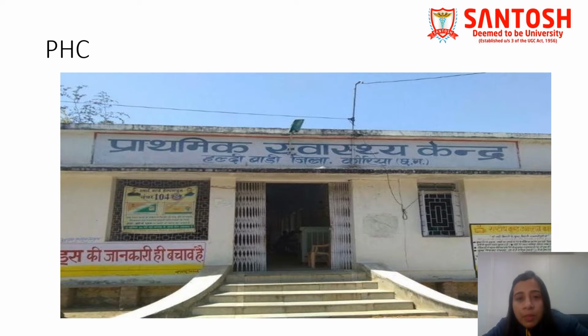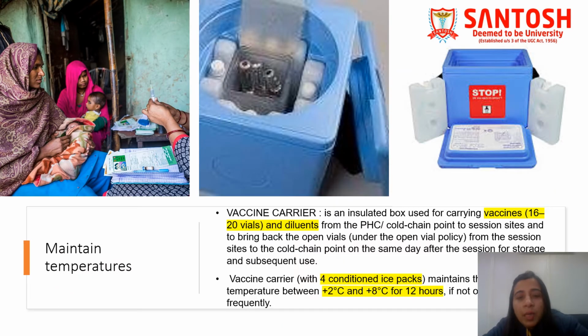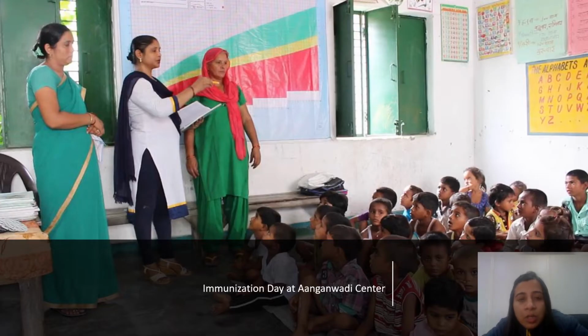So this is the image of a PHC where vaccines are kept, and now if they have to be taken into the field, they are carried in a vaccine carrier, which is an insulated box, and it can hold up to 16 to 20 vials of vaccines and diluents. The vaccine carrier consists of 4 conditioned ice packs, which can help maintain the temperature of the vaccines between 2 to 8 degrees for around 12 hours. This is the image of an Anganwadi center on an immunization day.